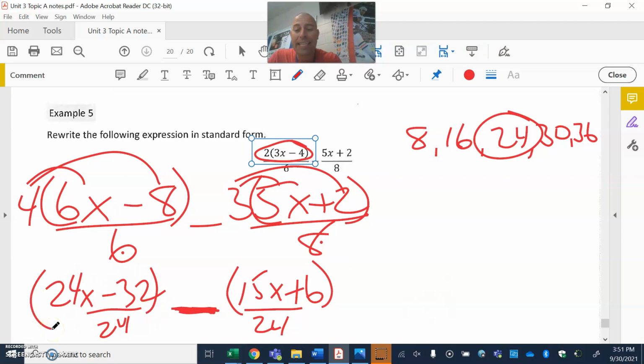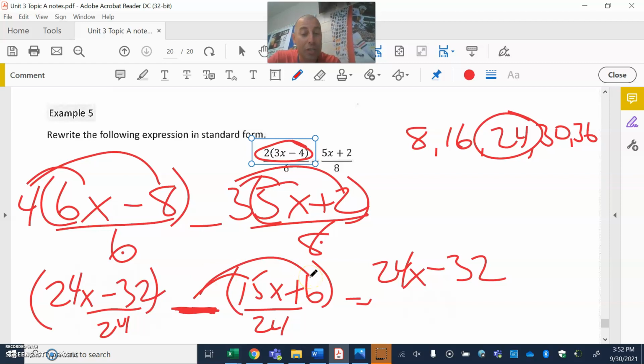So yes, 24x minus 32, nothing going on there. But then it becomes a minus 15x and a minus 6. We have to distribute that negative. So I'm going to write it all out here at once. I've got the 24x. I've got the minus 32. But now I've got to distribute that negative. So it's a negative 15x and then a minus 6.